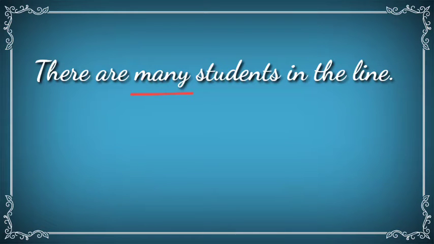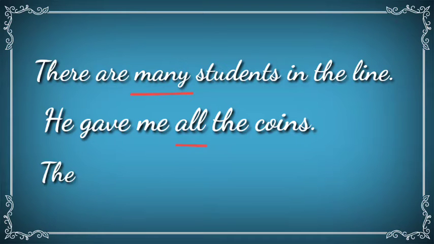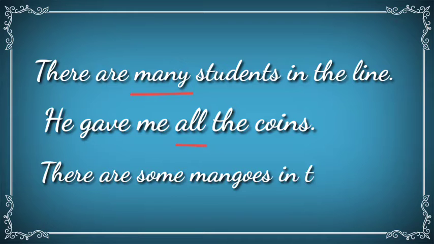Let's see one more example. He gave me all the coins. How many coins? All the coins, right? So all is the adjective and it comes under indefinite numeral adjectives. There are some mangoes in the basket. In this sentence also we get the answer for how many. How many mangoes? Some mangoes, but there is no exact number.